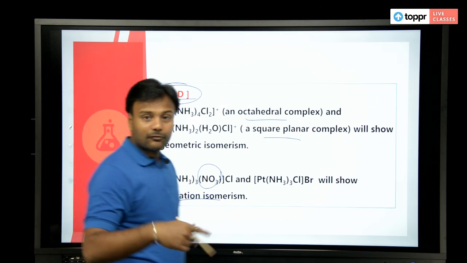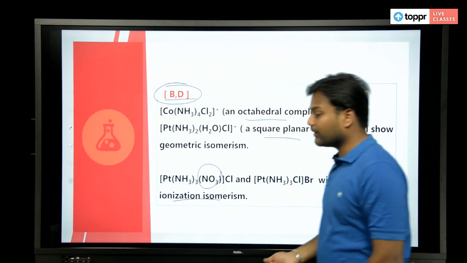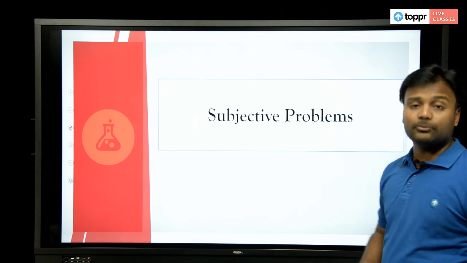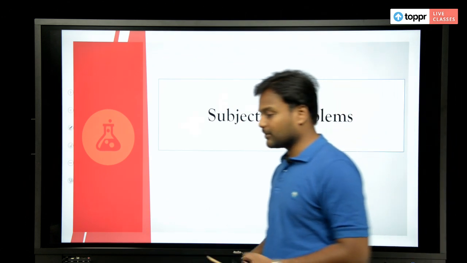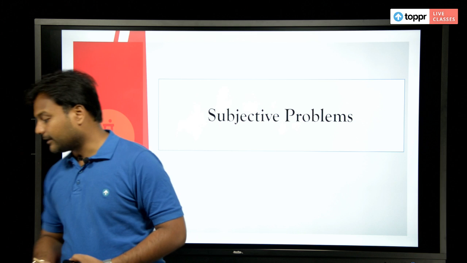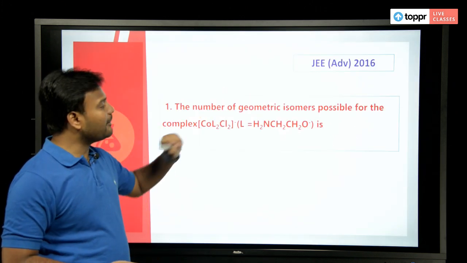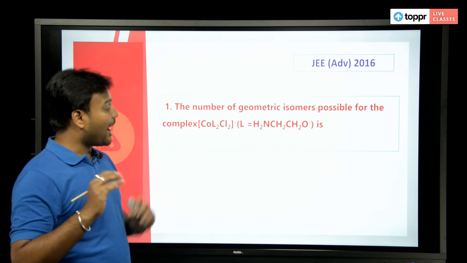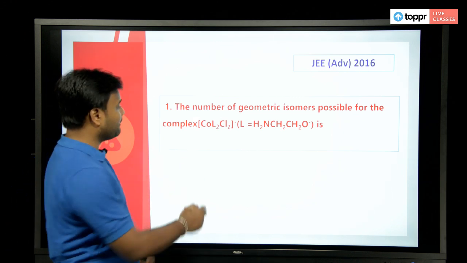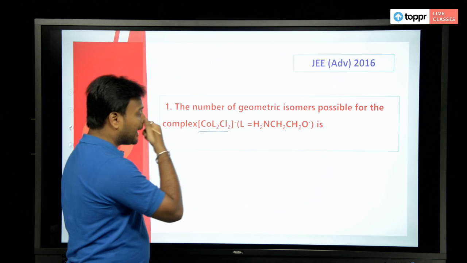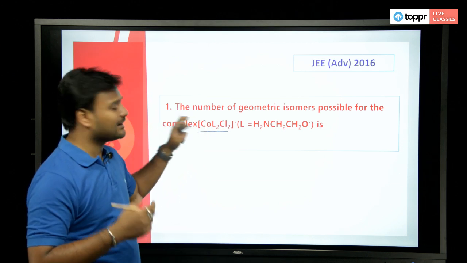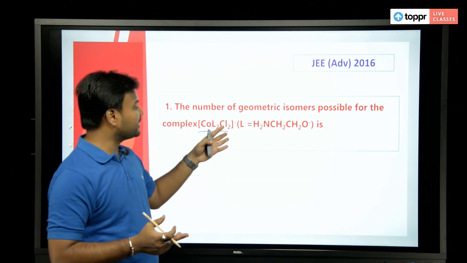The next method of questions what I am going to discuss is the subjective problems. Of course, you do not have any options, that you need to find out. The number of geometric isomers possible for the complex COL2, this is capital L, that is ligand actually, L2Cl2.